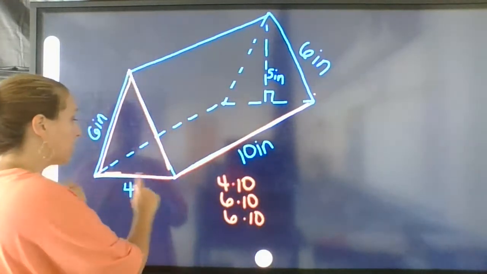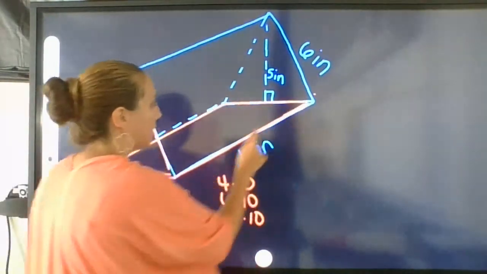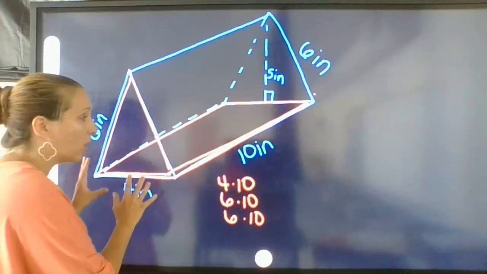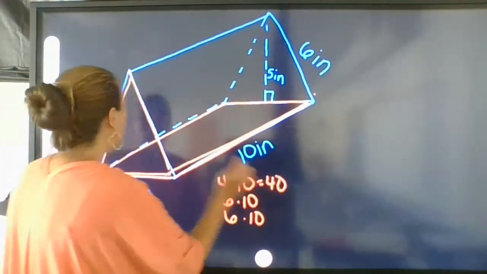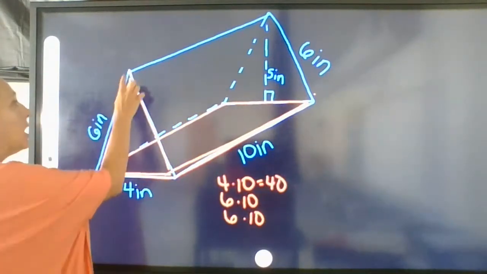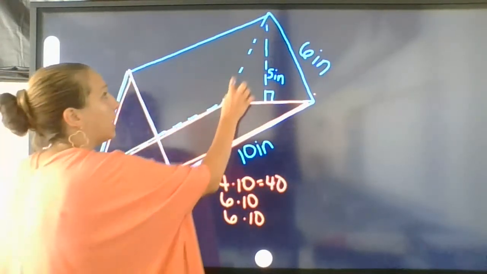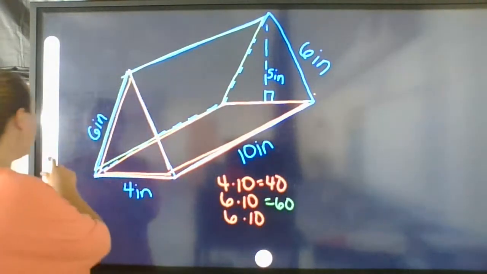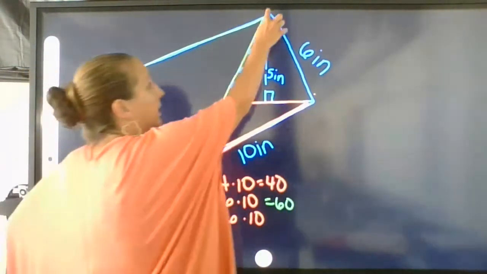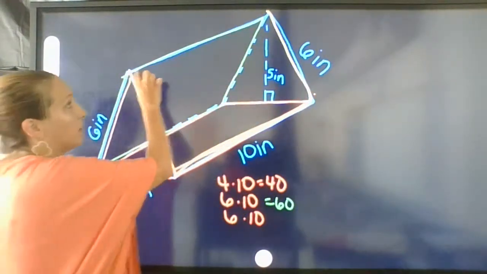So we have this base shape here. That's a rectangle. The base of our triangle is 4, so times 10. So we have that rectangle that's 40. We get another color so we can see it. Then over here we have a 6 by 10. So we have our 60 here. Then we have another 6 by 10 on this other side.